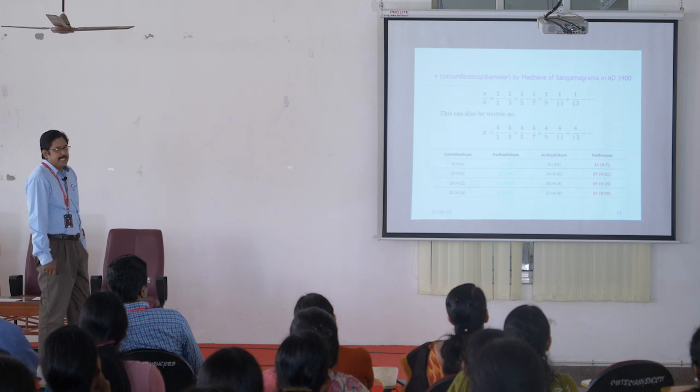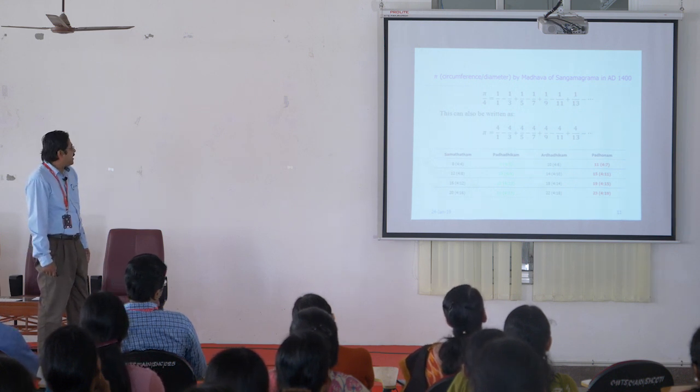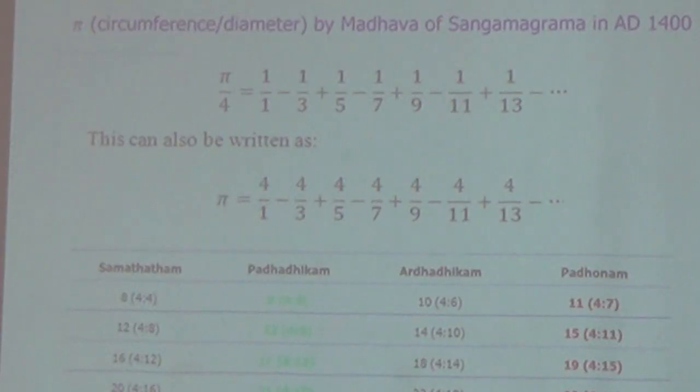Now let us see, is there any mathematical background behind these ratios? Let us take the value of pi, which is expressed as circumference by diameter by Madhava of Sangamagrama in AD 1400. The expression of pi is given as pi by 4 is equal to 1 by 1 minus 1 by 3 plus 1 by 5 minus 1 by 7 plus 1 by 9 minus 1 by 11 plus 1 by 13, etc. This is an infinite series.